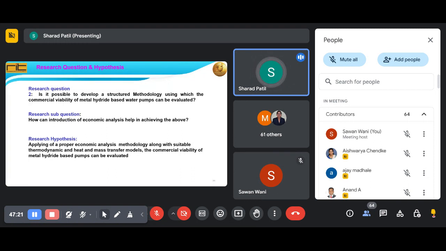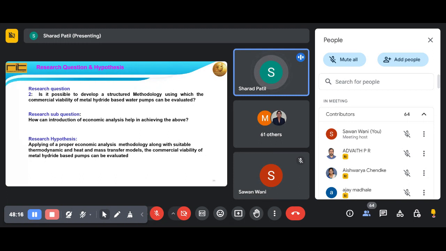So here the question is defined: is it possible to develop a structured methodology using which the commercial viability of metal hydride based water pumps can be evaluated? I have taken water pumping as the application for the metal hydride reactor. How can we develop such a model? How can the introduction of economic analysis help in achieving this? The second question is that I propose this model, but is the model economically viable compared with the existing systems in society? I have solar water pumping systems, biomass water pumping systems, and diesel pumping systems. In comparison with these, if I propose the metal hydride based water pumping system, is it economically viable? That is my research question. How can the introduction of economic analysis help in achieving the above pumping system?